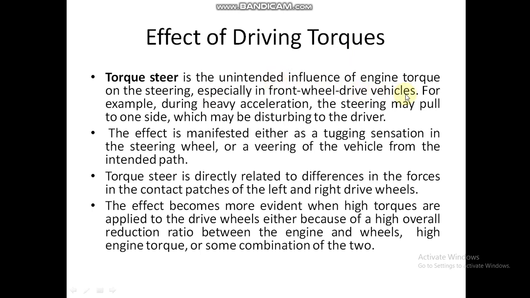For example, during heavy acceleration, the steering may pull on one side, which may be disturbing to the driver. So when you press the pedal and accelerate the vehicle heavily, your steering pulls towards one side, which is very disturbing. The effect is manifested either as a tugging sensation in the steering wheel or a veering of the vehicle from the intended path. So the result is that your steering wheel will be pulled on one side or your vehicle will follow a path which is not intended by you.